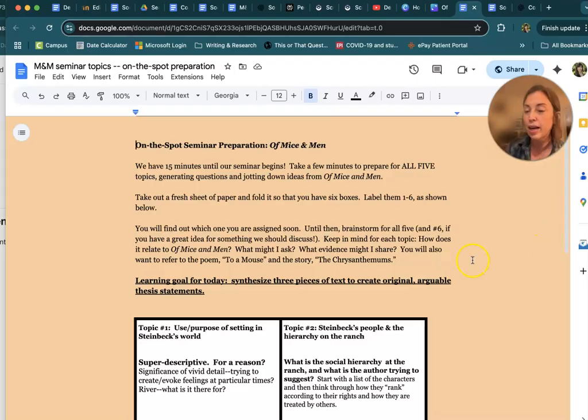Anyway, so out of a 90-minute block period, we took about 15 minutes to prepare ahead of time. And again, students didn't know exactly which topic they would be assigned for the seminar, so they had to do some thinking on all of them that were shown here.